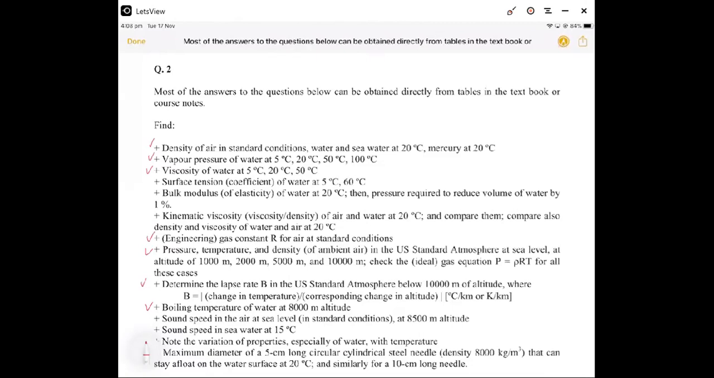So we will start with question 1. You have to find the density of air in standard conditions, water and seawater at 20 Celsius, and mercury at 20 Celsius. How to find density? I will open it. Let me see. This one, okay.